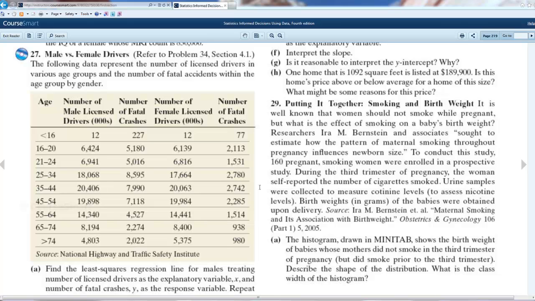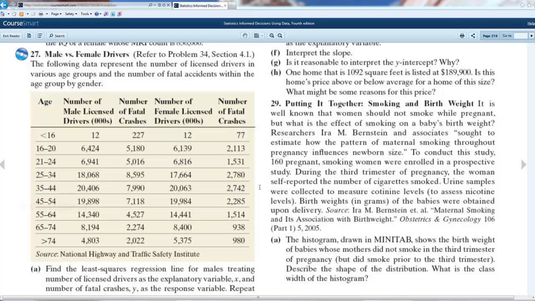In this video, we have some additional examples of linear regression in action. We'll be using the data sets that you can see in front of you on the screen. Number 27, male versus female drivers. Should look familiar. We used it a couple of videos back for scatter diagrams and correlation coefficients.